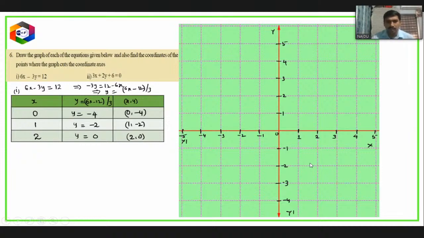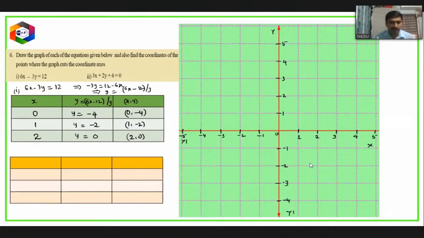We will take the second one also. Observe, children. The second one is 3x plus 2y plus 6 equals 0. So this is x and this is y and this is x comma y. Again, here I am calculating the y value. The y value is minus 3x minus 6 by 2. Observe this, minus 3x minus 6 whole divided by 2 will be the y value.